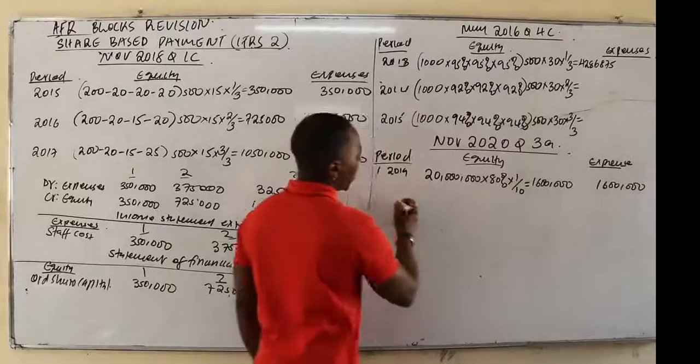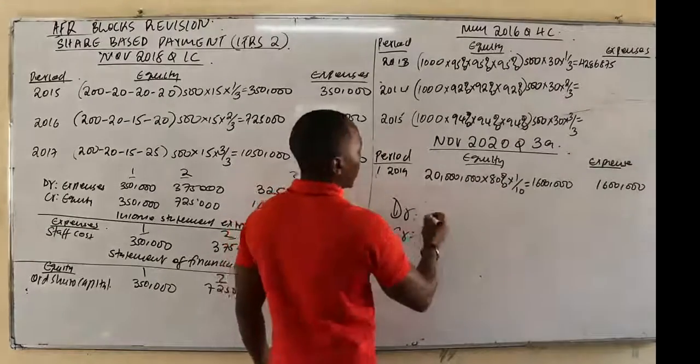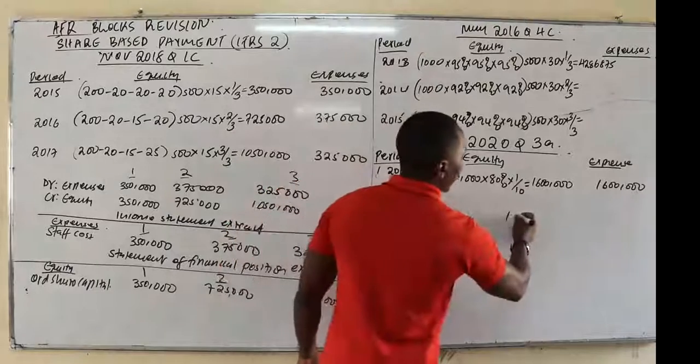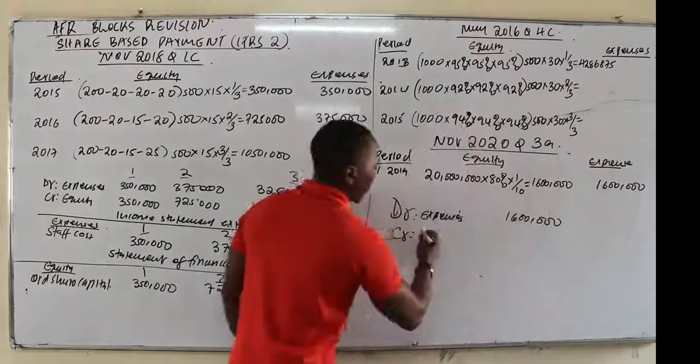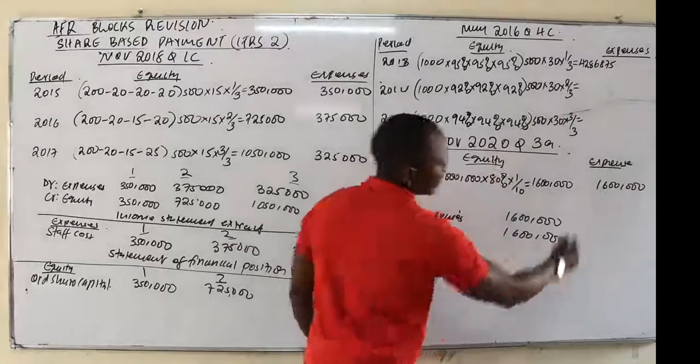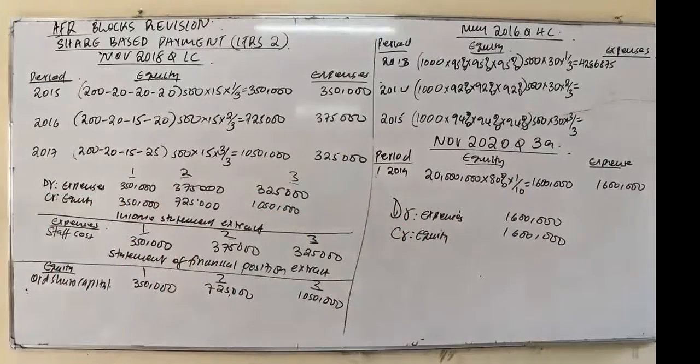So how do you account for it? What do you debit and what do you credit? You debit expenses, that's the directors' fee, an amount of 1.6, and then you credit equity, an amount of 1.6. It was as simple as that. Good. So you can take a screenshot of that.